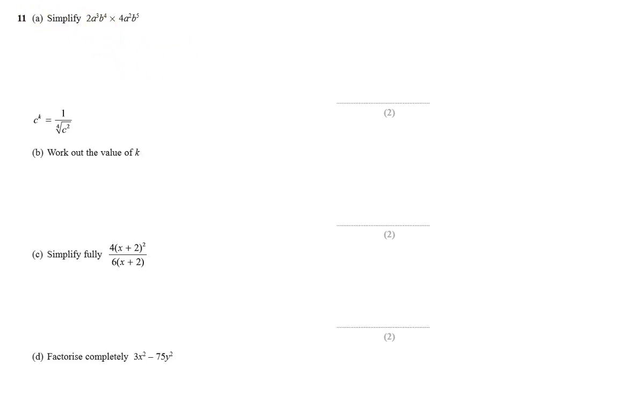Question number 11. Simplify 2a cubed b to the power 4 multiplied by 4a squared b to the power 5. We have to simplify, which means we have to multiply this. 2 and 4 are the numbers, so 2 multiply 4.